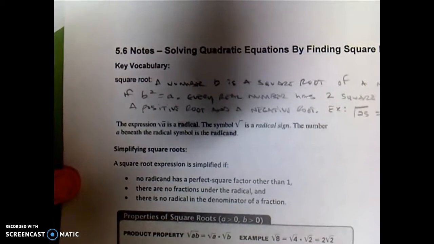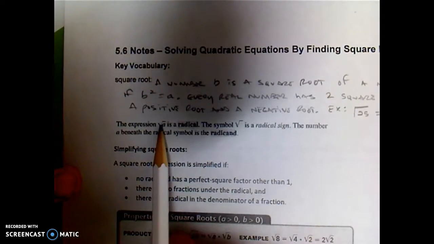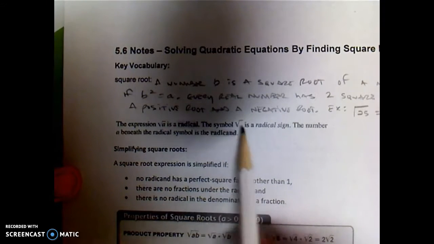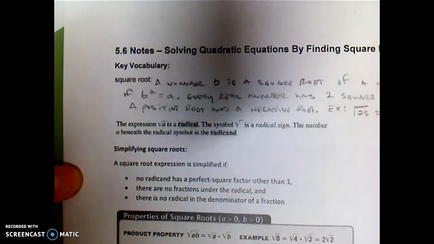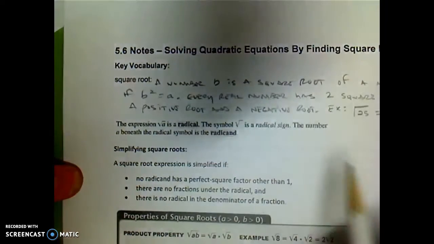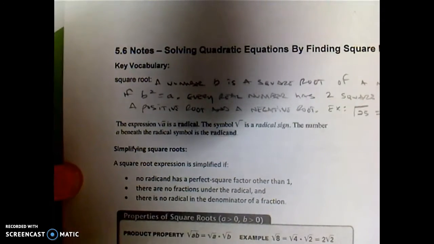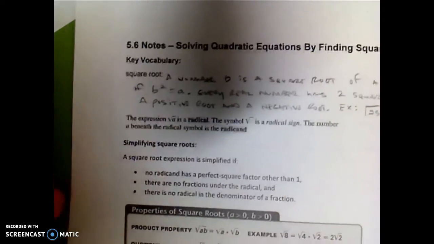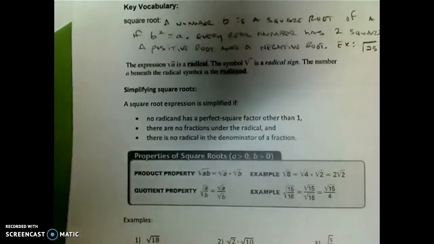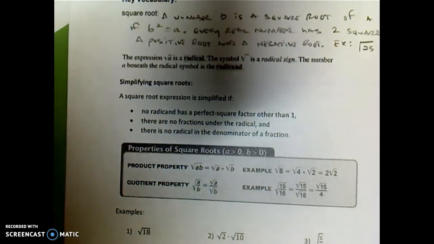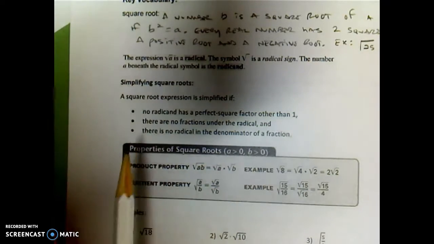Some quick terminology. This expression, the square root of a, is a radical. The symbol itself we say is a radical sign. There's multiple types of radicals. This happens to be a square root radical. The number beneath the radical sign is called the radicand. For our purposes right now, we're not going to take these square roots and put them in our calculator when we want to simplify them down. There'll be times later on when we want a decimal representation of a square root, but for right now we want an exact value. So we're going to simplify square root expressions.